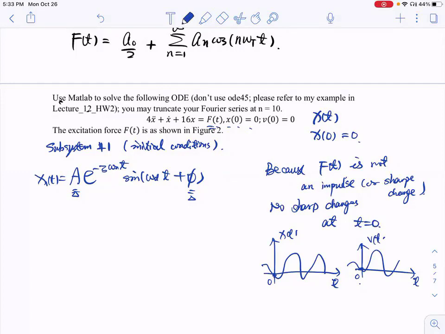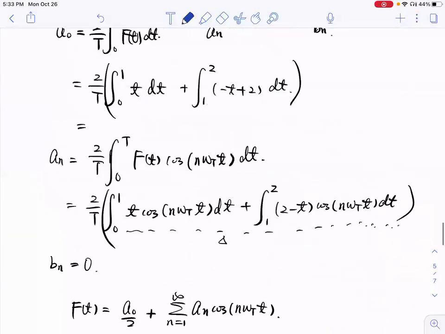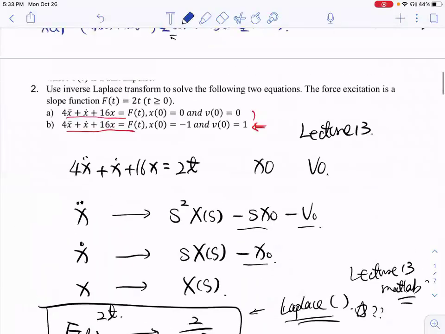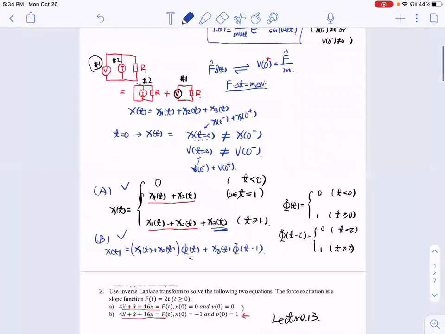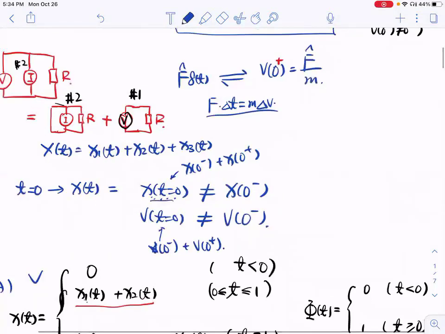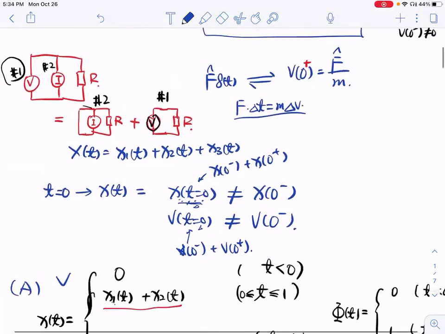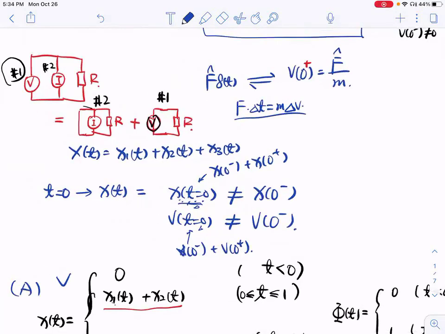So that means these initial conditions have to be satisfied by x(t). That's different from the very first question, where, as I mentioned, the actual initial conditions don't have to be satisfied at time equal to 0 because your impulse is going to create a sharp change.